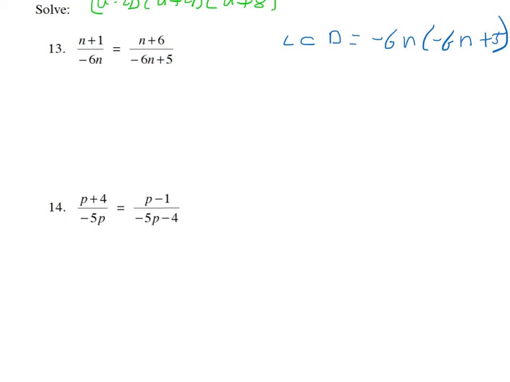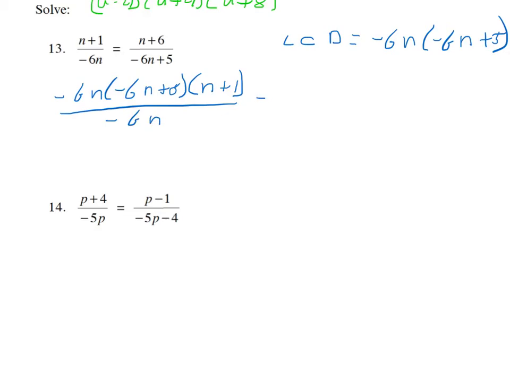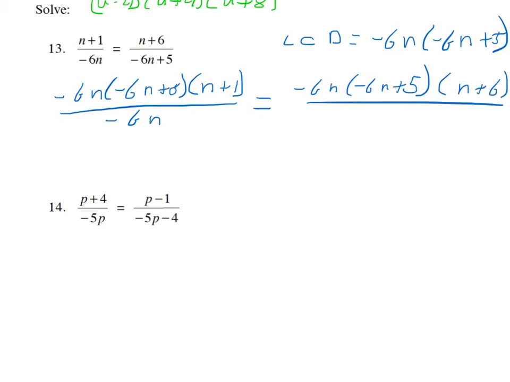So I am going to multiply that on both sides. So let's go ahead and do that. So I have negative 6n times negative 6n plus 5 times n plus 1 all over negative 6n. And that equals, and then I'm going to have negative 6n times negative 6n plus 5 times n plus 6 all over negative 6n plus 5.